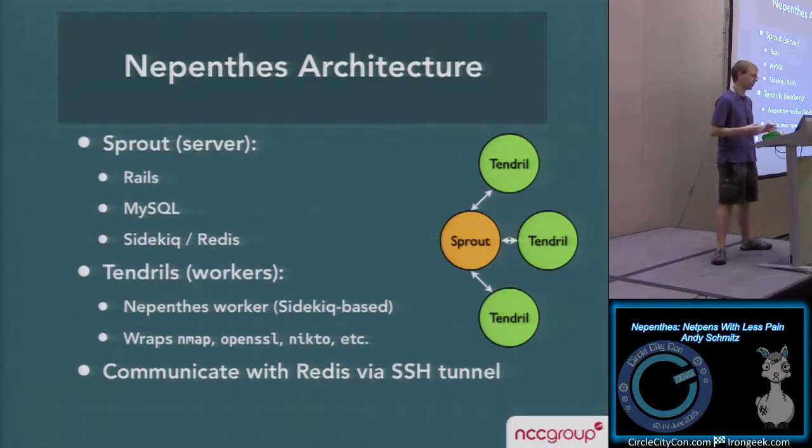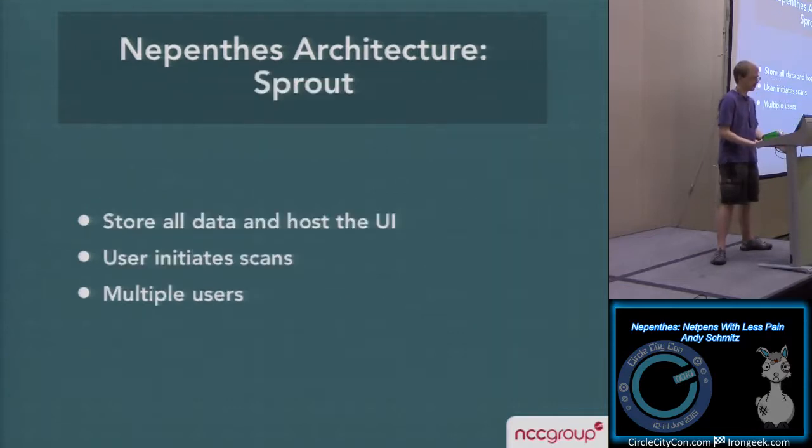And then they communicate with each other via Redis that's just sort of exported via an SSH tunnel. So the Sprout SSHs out to the tendril and tunnels back a Redis connection. So you can transfer data there, but there's no direct database connection from the tendrils. So that's kind of nice. The Sprout itself then basically stores all of the data, hosts a web UI that gives access to pretty much all of the data and lets you start different things if you want to start them.